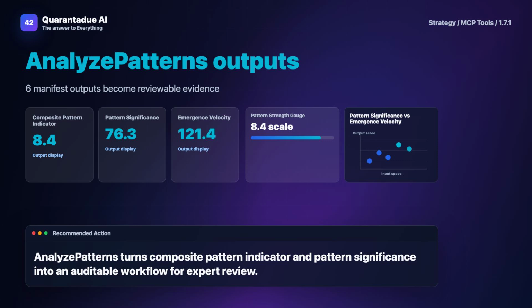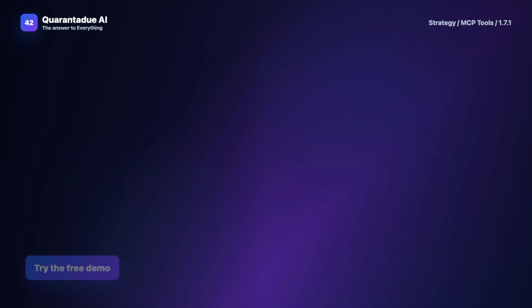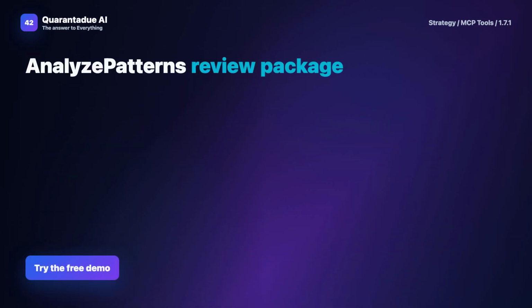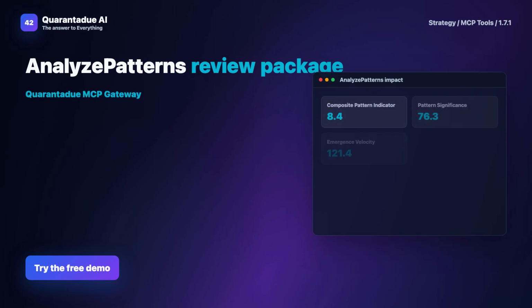Analyze Patterns returns structured outputs such as composite pattern indicator, pattern significance, emergence velocity, correlation confidence, and pattern strength gauge. These outputs are designed to support review, reporting, comparison, and follow-up actions.